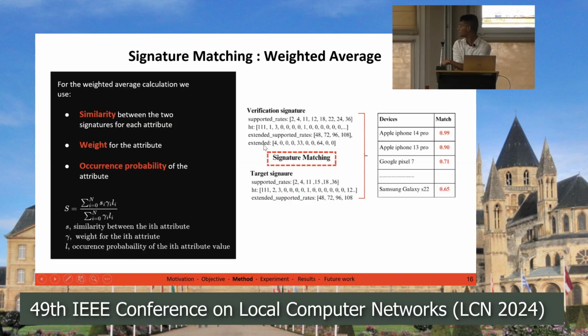So once you have the similarity, you have the weight, and you have the occurrence probability, it's just a matter of calculating a weighted average. And we get a match for every single device in our database. For example, imagine our verification signature is Apple iPhone 14 Pro. Our target signature, or the signature we are matching, has a 0.99 probability. If you're comparing against Apple iPhone 13, we get a 0.9 probability, and so on for every device that we have in our database. And the beauty of this is you could always work it backwards from the match.